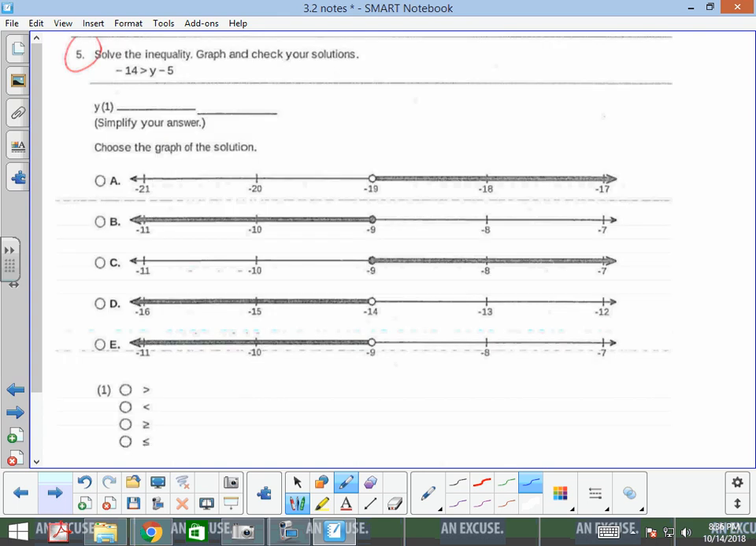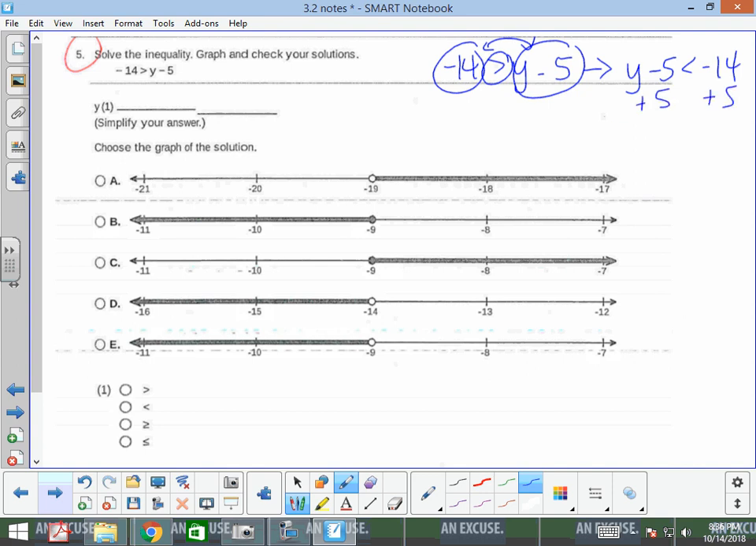All right, number 4, we have negative 14 is greater than y minus 5. Let's go ahead and flip it around. So we have y minus 5 is less than negative 14. So I switch the y minus 5 and the negative 14 around, and therefore also have to flip that symbol around. Now add 5 to both sides, and y is less than negative 9.